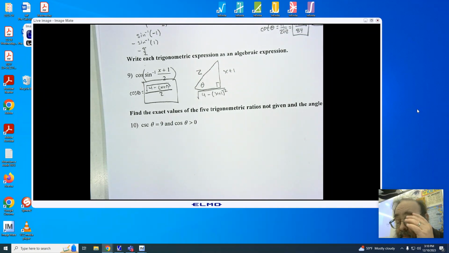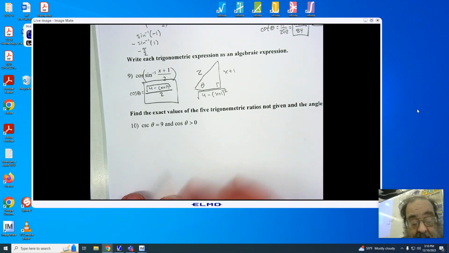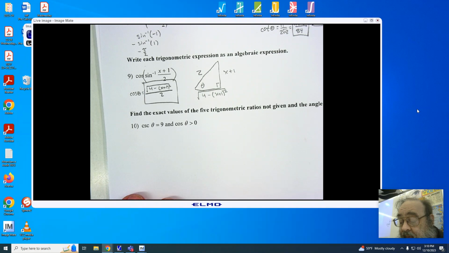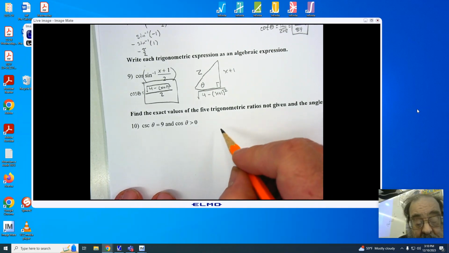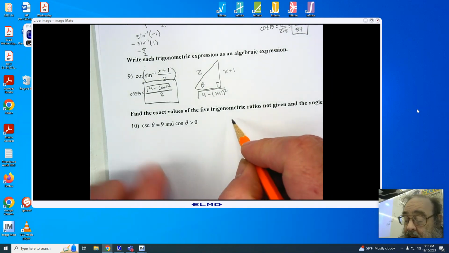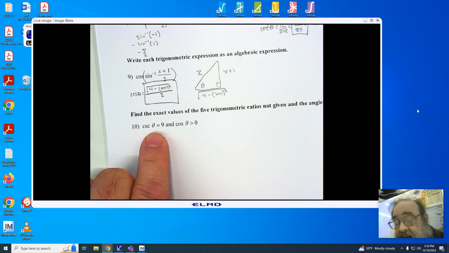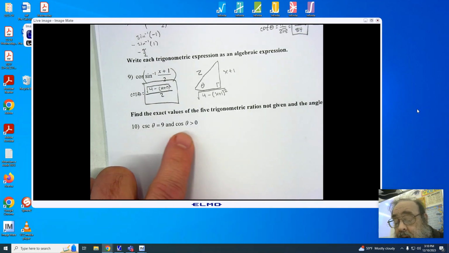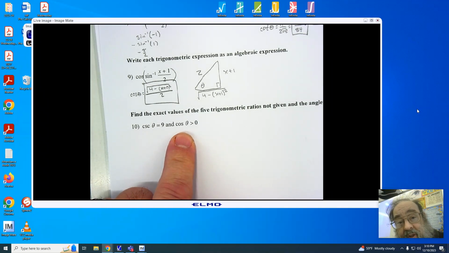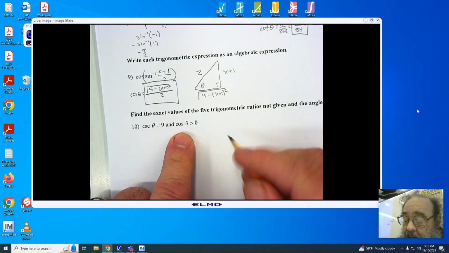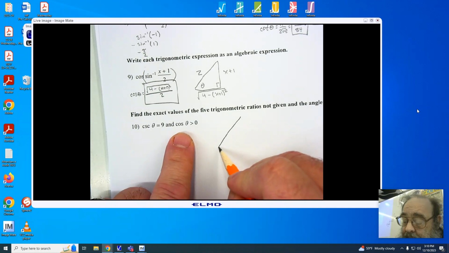Number 10. Same basic concept. Now, in order to find the radian measure, we are going to have to use our calculator, but everything else can be done, and we are looking for the exact values. So I'm going to start off with my triangle and look at what quadrant it's in. Cosecant is positive in the first and second quadrant. Cosine is positive in the first and the fourth, so the triangle has to be in the first quadrant.